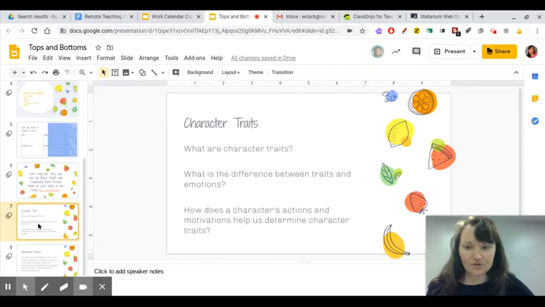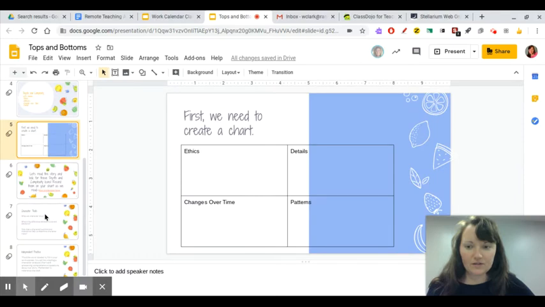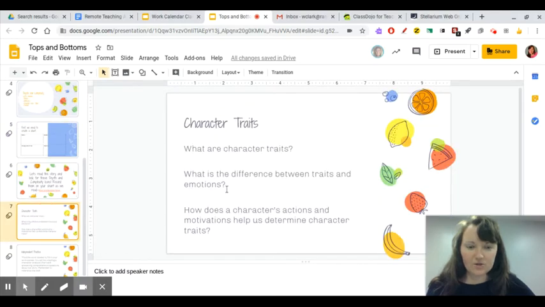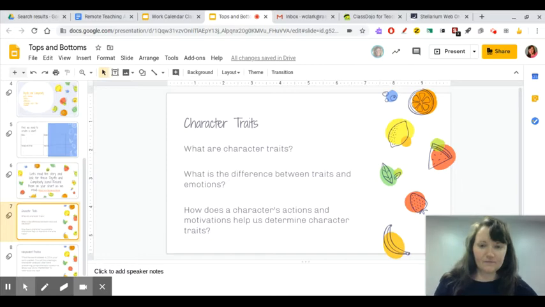Now, let's think about character traits. So on the back of your paper that you made the chart on, at the bottom, you're going to have character traits. So what are character traits? And what is the difference between traits and emotions? Okay, so character traits are words that describe a character, either good or bad. Emotions are how a character feels, and traits are how they are, their personality.